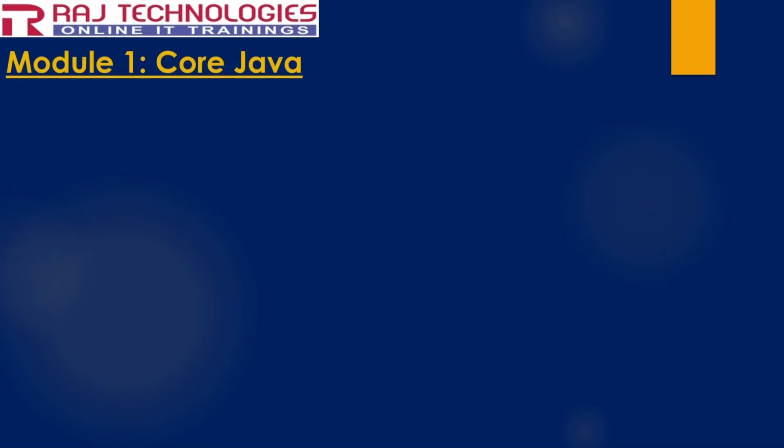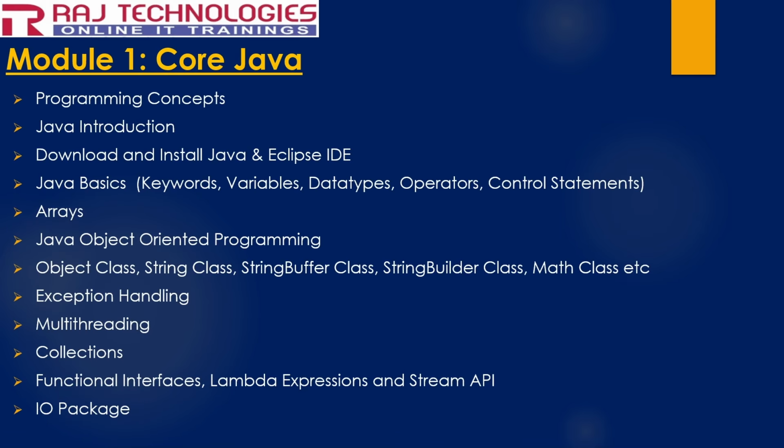Let me elaborate more about these modules. Initially, we go with module 1, that is core Java. And the contents we are going to discuss in this core Java is, initially we go with programming concepts. Whenever you want to learn any programming language, we should have a basic idea of these programming concepts. Like what is the meaning of program, what are keywords, variables, data types, and how to write a method, function, return type concept. All those things we are going to discuss in these programming concepts.